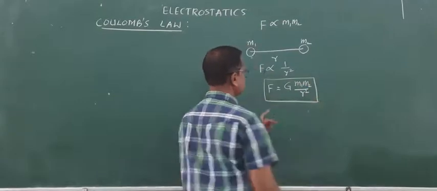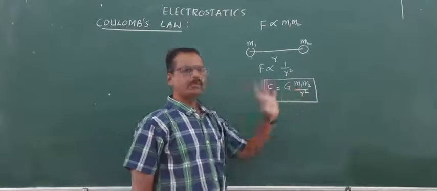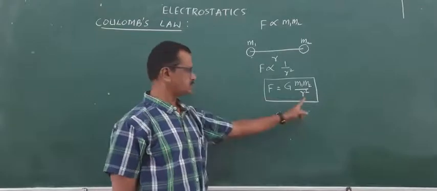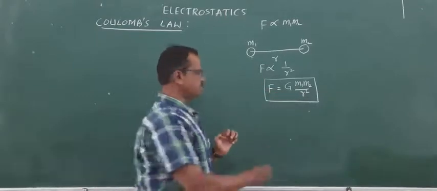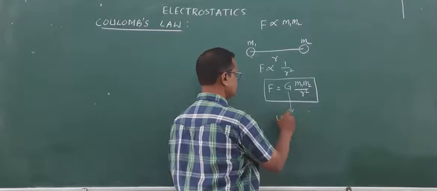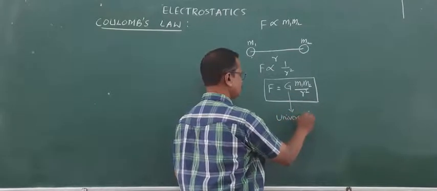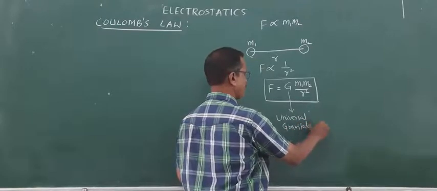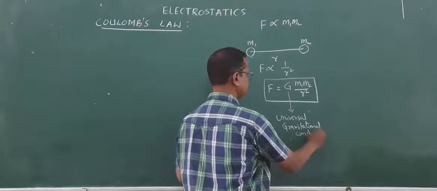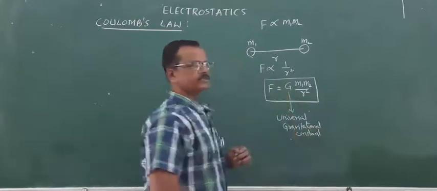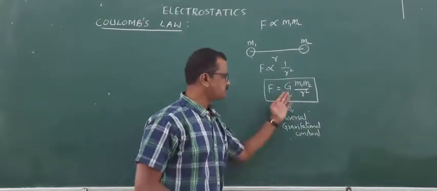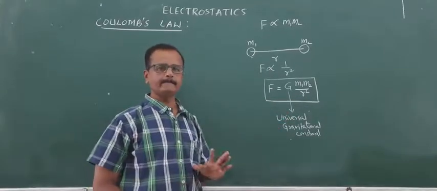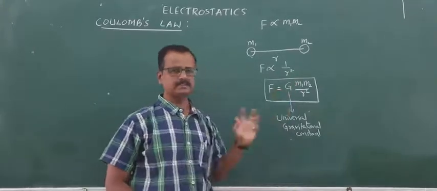which we call the force of attraction existing between any two masses separated by a distance r, where their centers are separated by a distance r. And this G, as you know, is the universal gravitation constant. This is Newton's law of gravitation, and G is the universal gravitation constant, which does not depend on any medium separating those two masses. This is what we have learned.